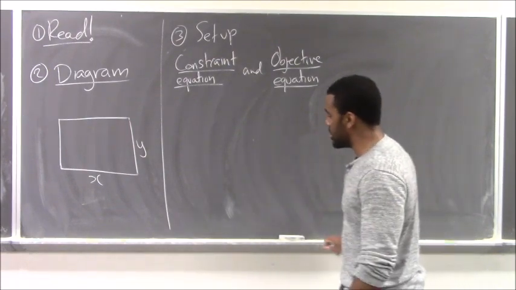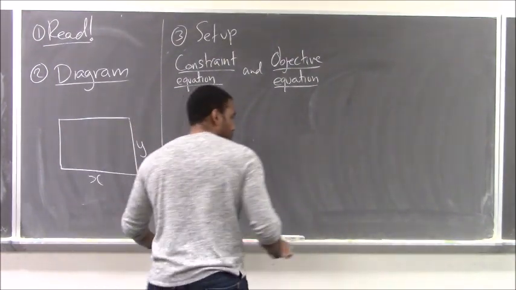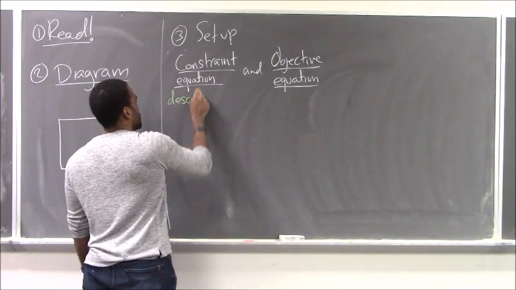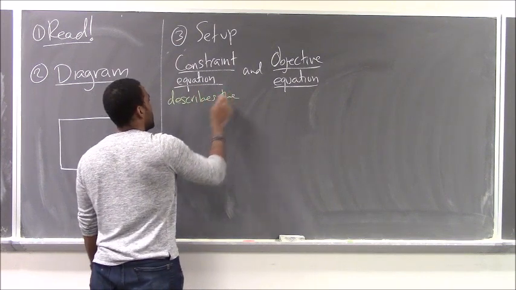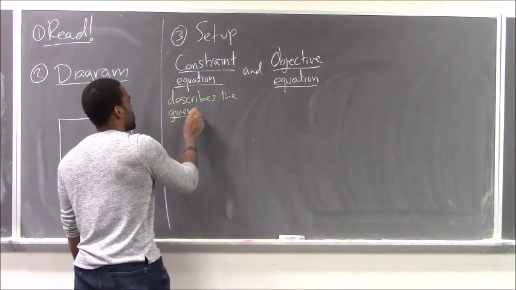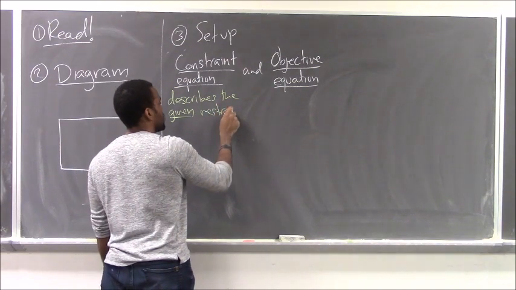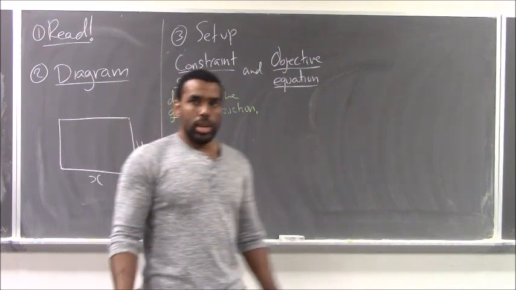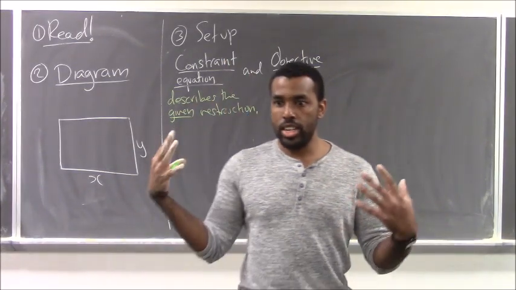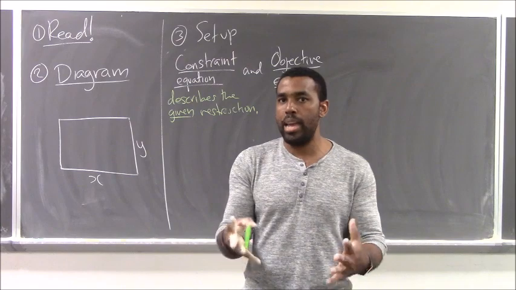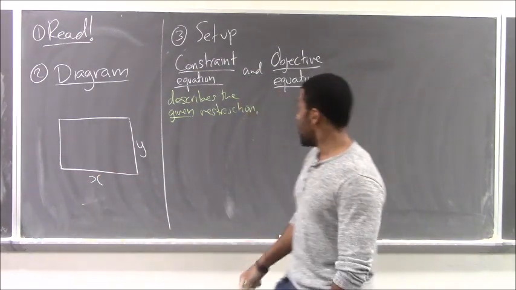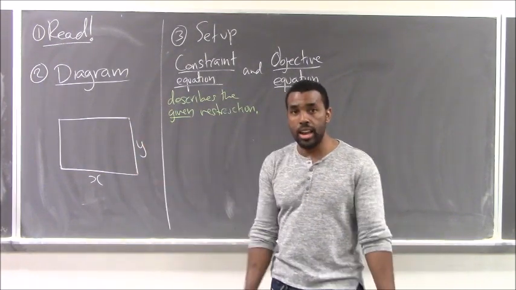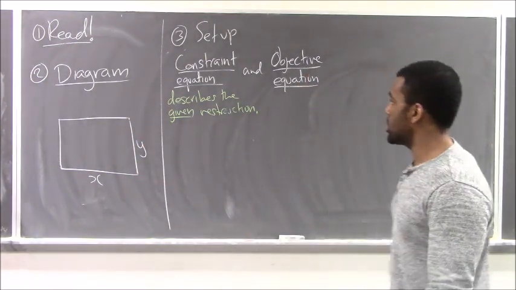Now, the constraint equation, what that does is describe the given restriction or constraint. Right? So again, there's going to be a value that you're given. You're going to be told this is how much stuff we have to get this thing done. Write an equation that describes that in terms of the variables that you put in your diagram. That will give you the constraint equation.